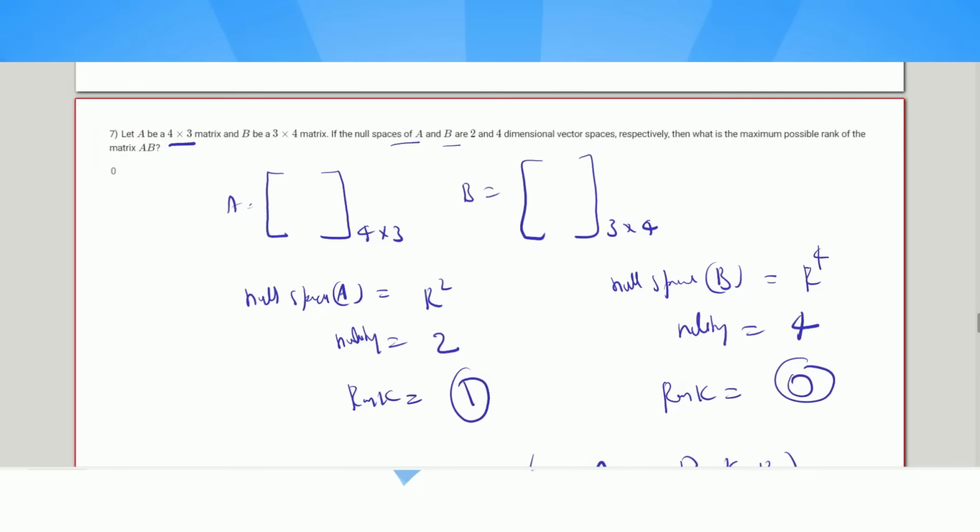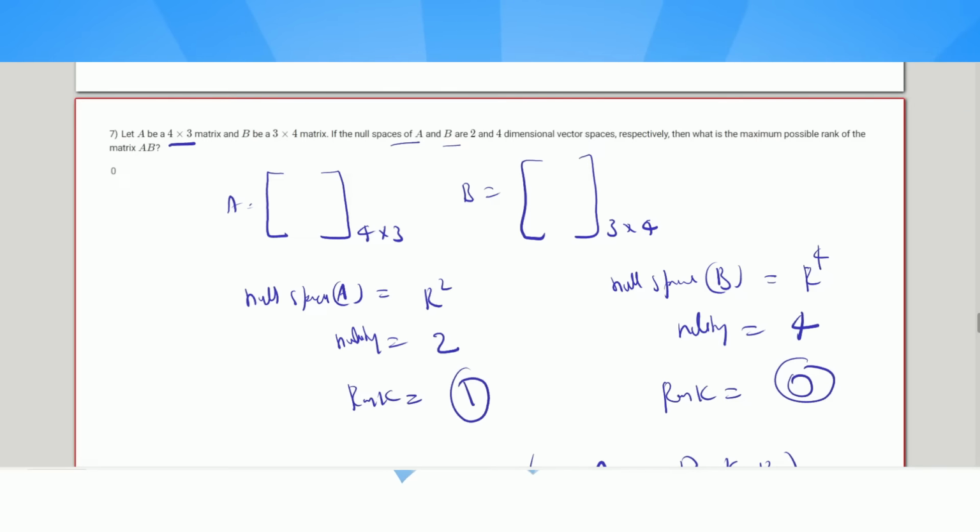Okay, let's see this question. Let A be a 4 cross 3 matrix, B is a 3 cross 4 matrix. The null spaces of A and B are 2 and 4 dimensional vector spaces respectively. Then what is the maximum possible rank of the matrix AB? Okay, A is a 4 cross 3, B is a 3 cross 4 matrix.